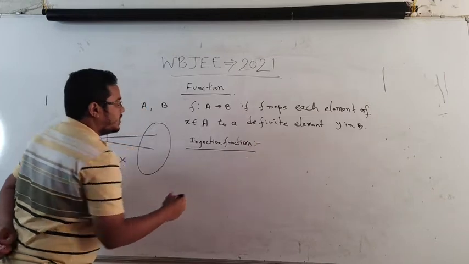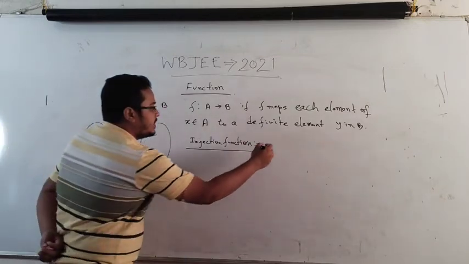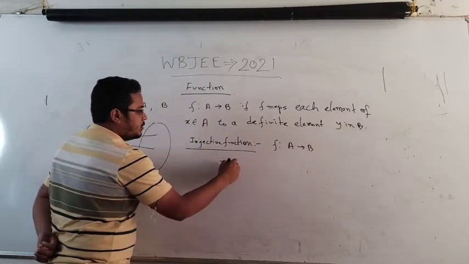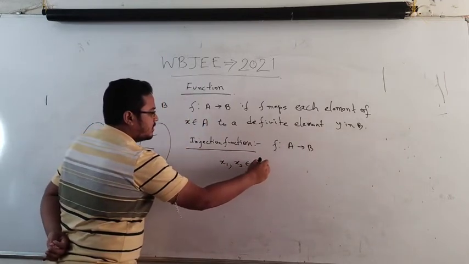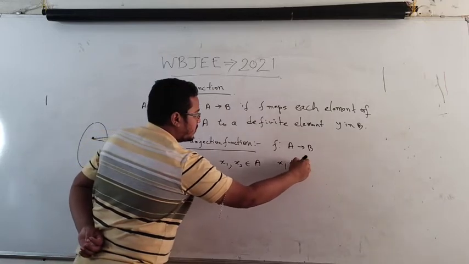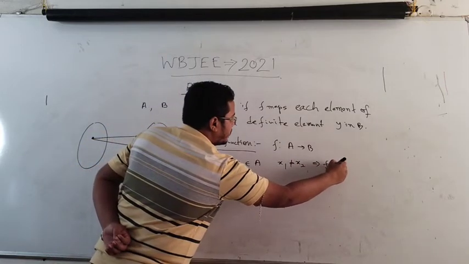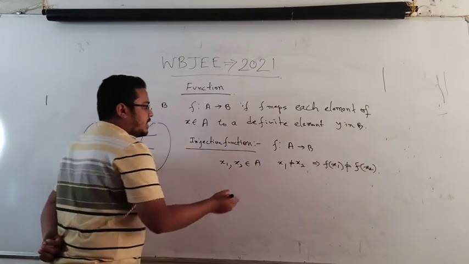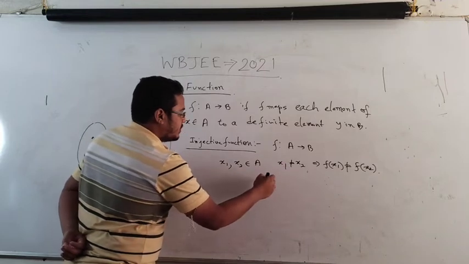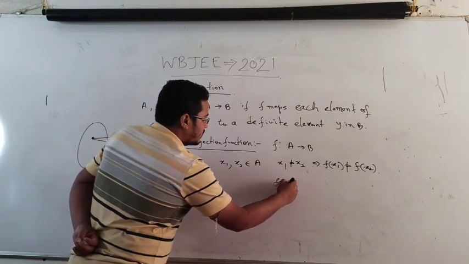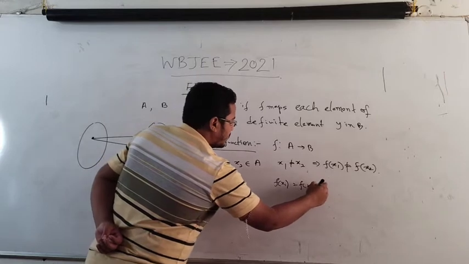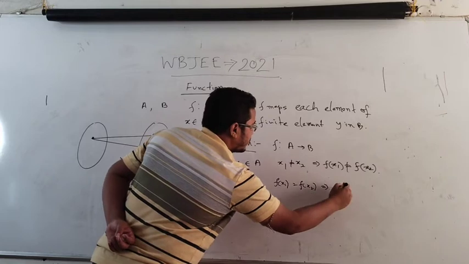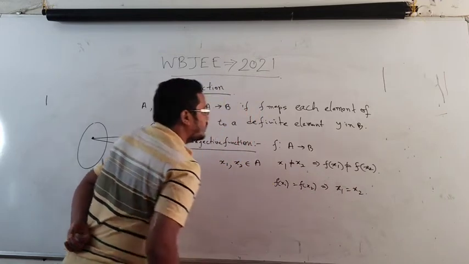So injective function means that if f is a function from A to B, then if we take two elements x1, x2 from the domain A, and if x1 is not equal to x2, then their images will also be unequal. And if we consider the contrapositive argument, if f(x1) equals f(x2), then their pre-images will also be equal.